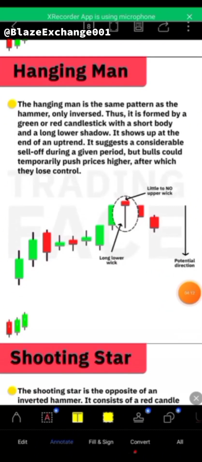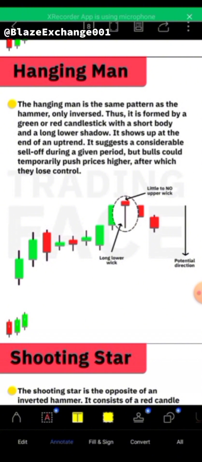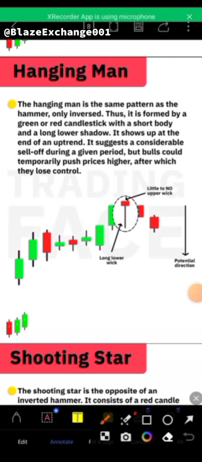So firstly, this is going from an uptrend. The candlestick pattern is not formed from this place. So now let's read. They say the hanging man is the same pattern as the hammer, only inverse. Thus, it is formed by a green or red candle with a short body and a long lower shadow. You can understand that now with the explanation I made on the bullish one, which is the hammer. They say it shows up at the end of an uptrend. Always note that, because if you don't, you might come and see this and say this is a hammer. Why not? You have to check first: is it an uptrend before showing it, or is it a downtrend?